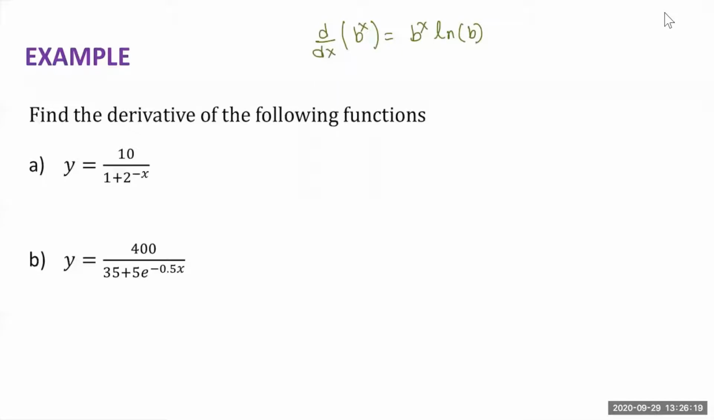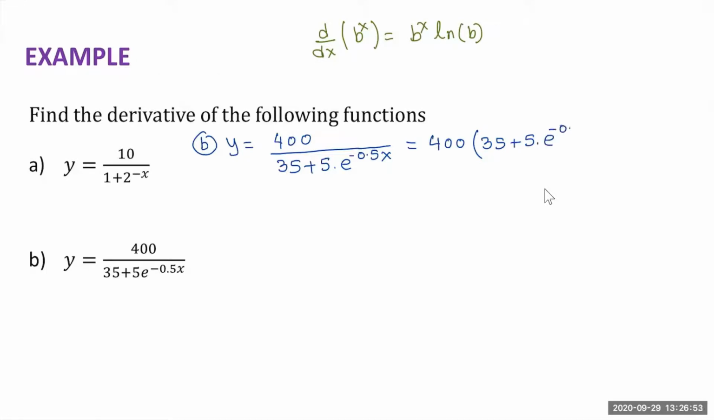Now, part B. In part B, we have y equal to 400 divided by 35 plus 5 multiplied by e to the negative 0.5x. This looks like a quotient and you may use the quotient rule, but there is no x in the numerator, so I'm going to rewrite this. I'm going to write 400 times the quantity 35 plus 5 multiplied by e to the negative 0.5x, with the power negative 1, because I'm taking the quantity from the denominator to the numerator. Now let's differentiate. dy over dx is equal to 400, a constant multiple, so I can keep that as it is.